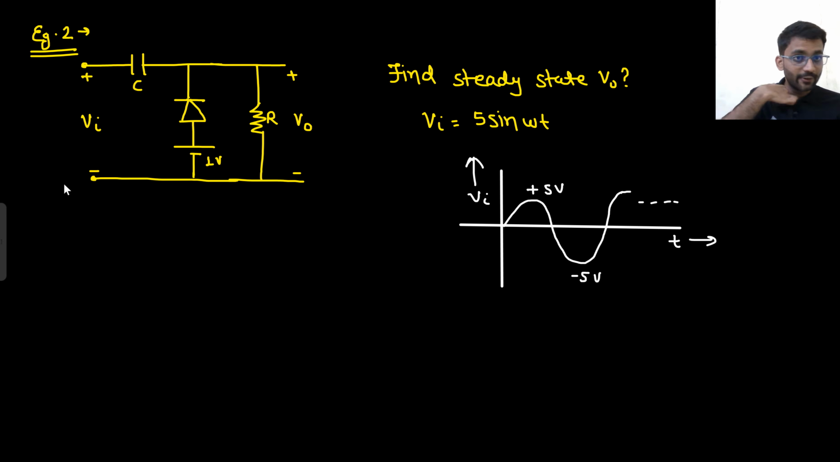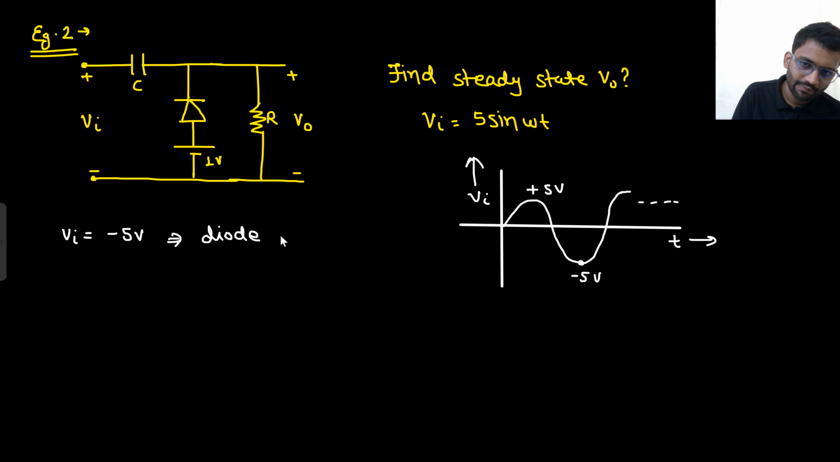So when will diode turn on? The diode will turn on at negative supply, but we need to take the maximum negative supply. So when Vin is equal to minus 5, diode is on. The diode will turn on at minus 2 volt also, but we have to see the maximum negative supply. So maximum negative supply is minus 5 volt. At the maximum negative supply, diode turns on. So what will be the condition?